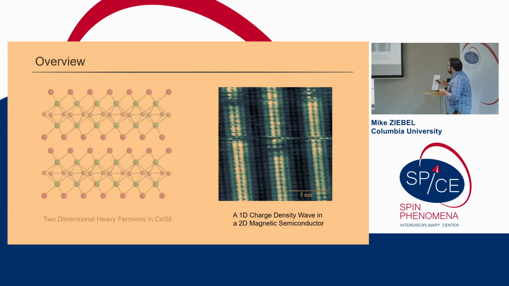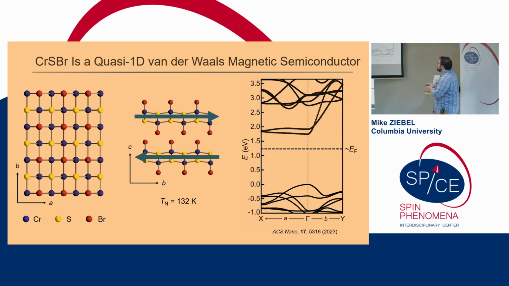So for the second half of my talk, I want to talk about some newer results on this sort of quasi-1D charge density wave in a 2D magnetic material. The material I'll specifically be discussing is chromium sulfur bromide, and I think you'll hear quite a few talks on this material this week. So this material is a van der Waals magnet with an orthorhombic crystal structure.